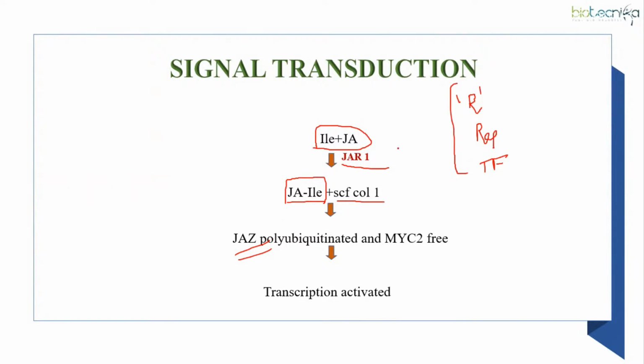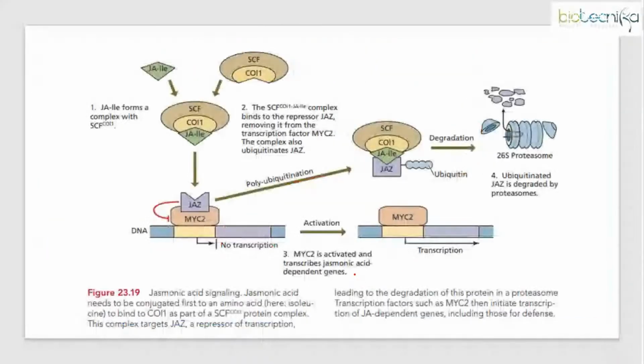So when it comes to jasmonic acid, JAZ is considered to be the repressor and MYC2 is considered to be the transcription factor. So if JAZ is polyubiquitinated, then MYC will be free. If MYC is free, transcription will be initiated. So that's how it goes.